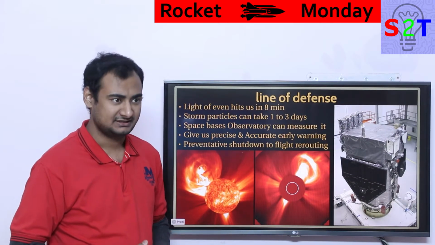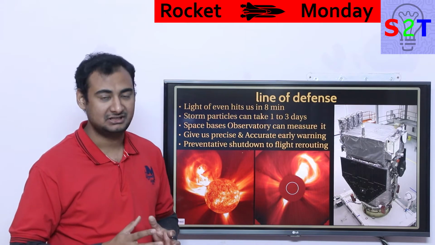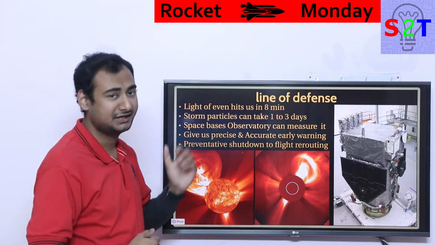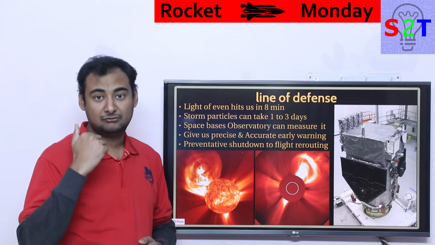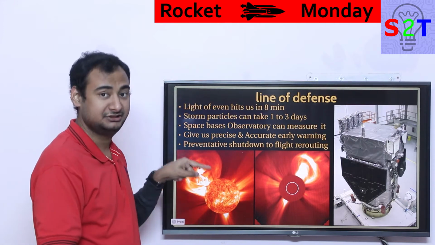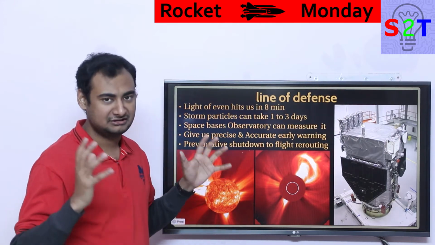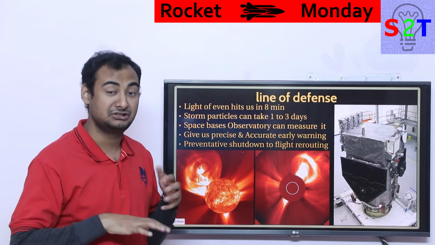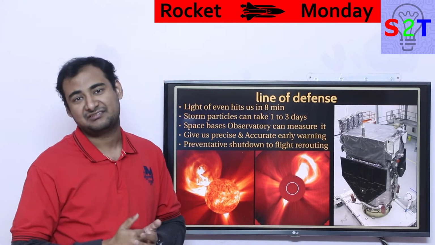Now, how do we defend against it? Okay, we have an issue, we have vulnerabilities. How the heck do we protect against them? We have a line of defense here. Now, thankfully, while coronal mass ejections are huge and they dump an insane amount of particles towards our direction, sometimes when the sun is feeling a bit too generous, it does not travel at light speed.